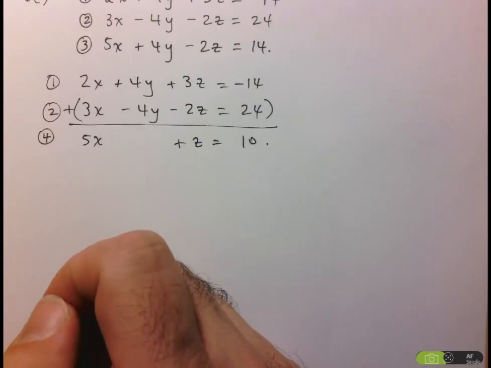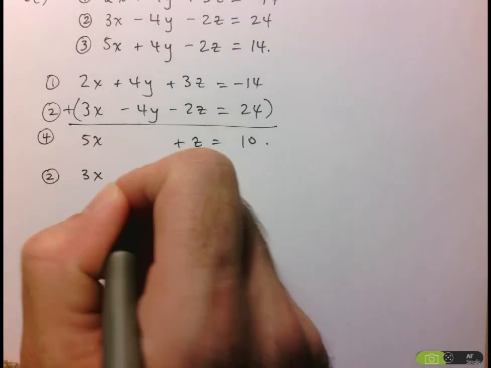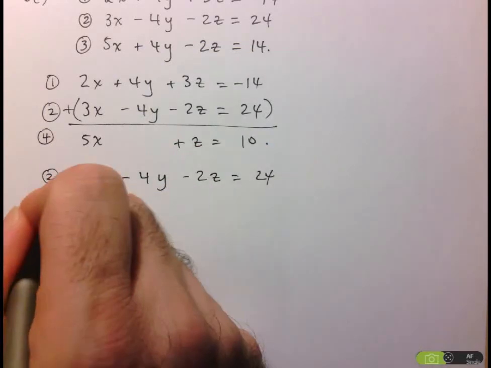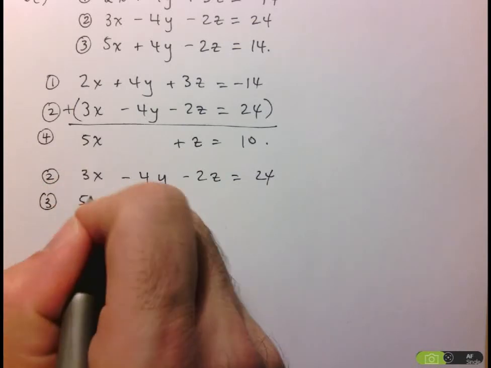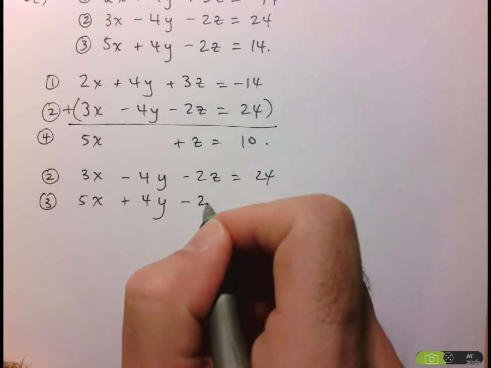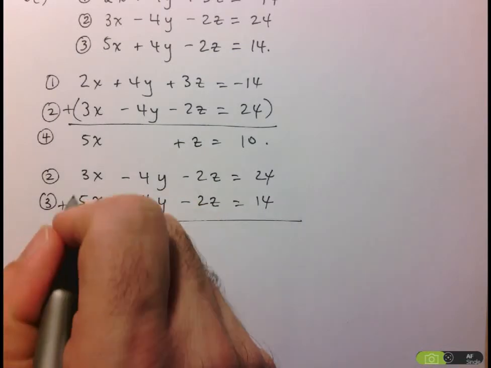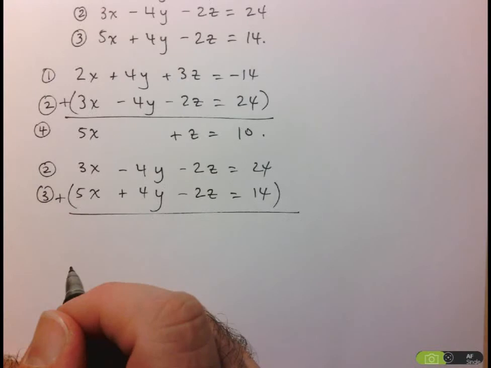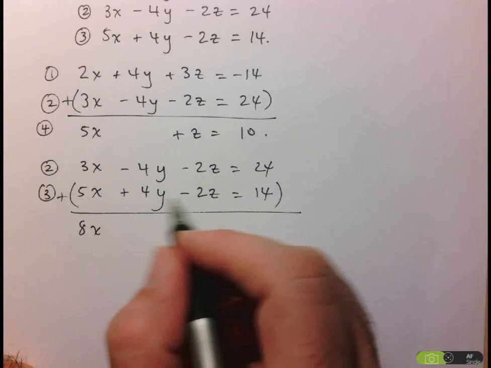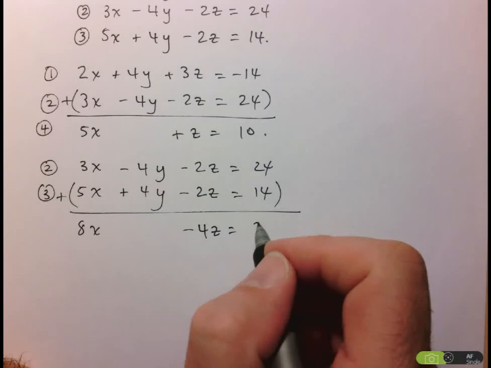Since I've cleared up number 1, let me use 2 and 3. Equation 2: 3x minus 4y minus 2z equals 24. And then equation 3; again, we don't have to do anything to either of these since we've got coefficients of 4 and negative 4 for the y. So minus 2z equals 14. Because the signs are opposite, I'm going to add the 2 equations. Here we're left with 8x. The y's cancel out. Negative 2 minus 2, so minus 4z equals 38.